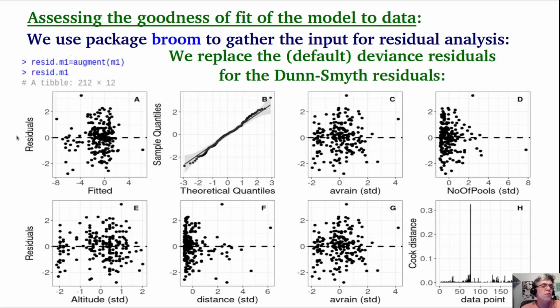The following plot shows us the residuals against the fitted values. We simply see no pattern here, as it should be for a well-fitting model. Here we see that these transformed Dunn-Smyth residuals have a normal distribution, as they should when the model fits the data well. And for the rest of the plots, C, D, E, F, and G essentially show a random scatter without any trend. As for the Cook's distances, we see that there is one single point that we should identify and isolate to assess the effect of this point with a potentially very high influence on the parameter values.